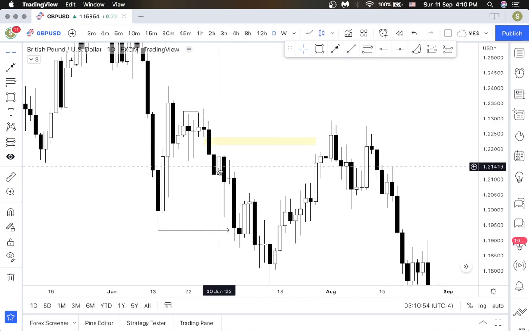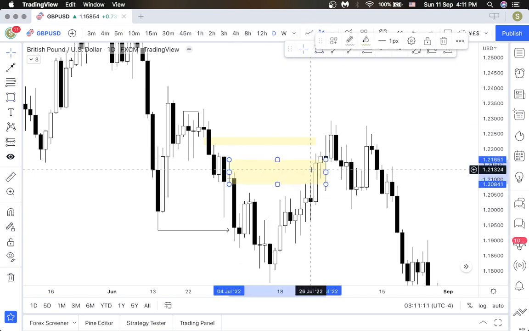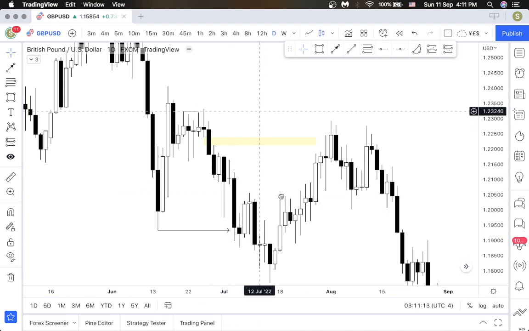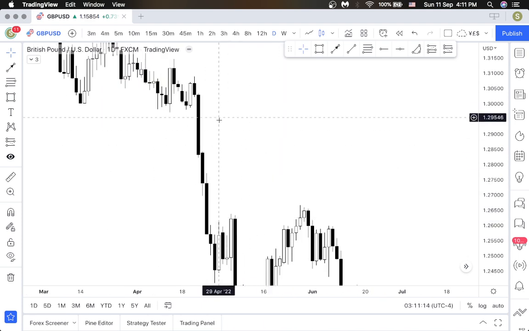Okay. In this case, this is the order block here, this up candle before the down move. Where is the imbalance? Here. Although I would probably even call this the order block, to be honest. This one right here, this indecision candle. And this will be the imbalance here. Let's just look at more examples.